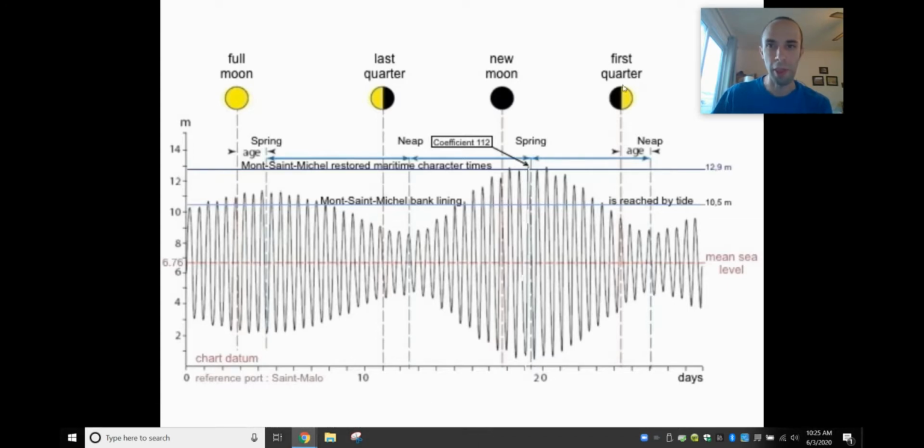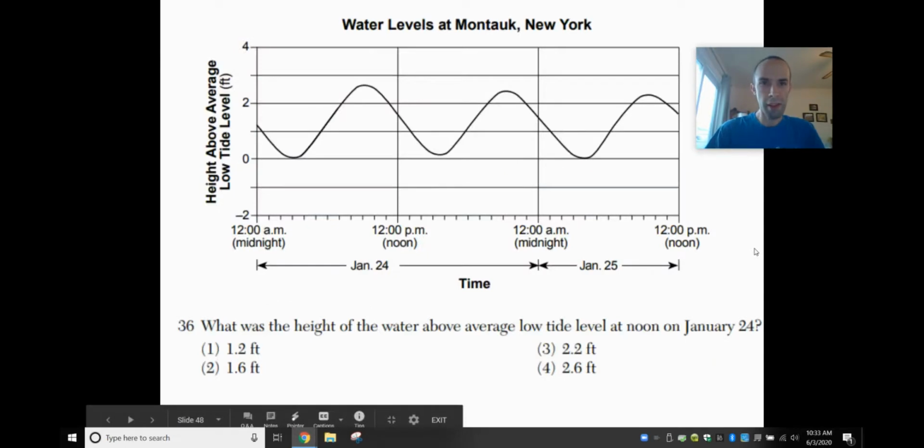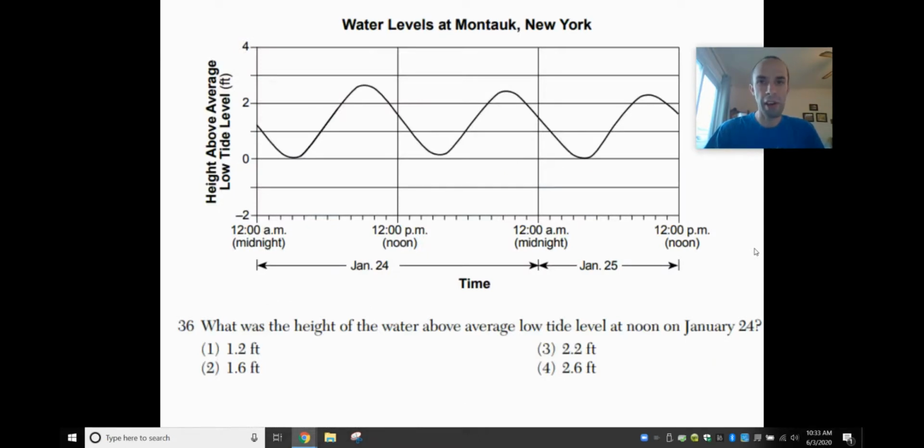During the last quarter moon and the first quarter moon, there's not as much of a noticeable difference because the sun and the moon are kind of counterbalancing each other. So I just want to show you that throughout a whole month. Okay, so let's do a few Regents-style questions.